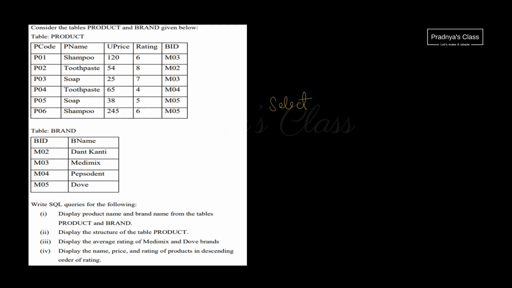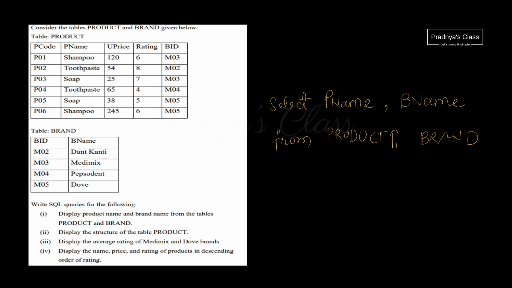Select. The first column we need to display is product name. So the name of the field is P name. The second column we need to print is brand. The name of the field in the table is B name, followed by the names of the tables. The first table is product. The second table is brand. If you want to rename the table, you can give it here. I am giving P for product and B for brand.